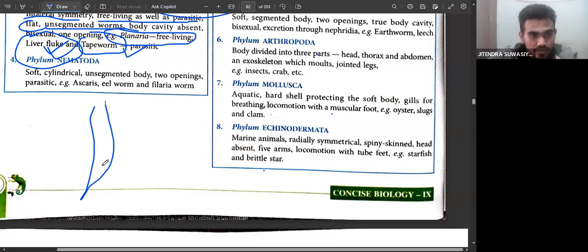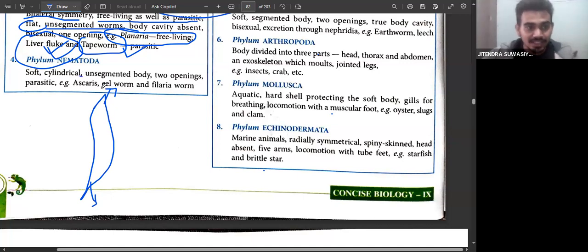So this is how a nematode looks like. If you talk about different species, there are a lot of different nematodes. So this is the mouth part, and this one is the anus part. So they have separate openings. They excrete their material from the anal region, and they ingest their material from the mouth region. So they have two openings, and they are parasitic in nature.